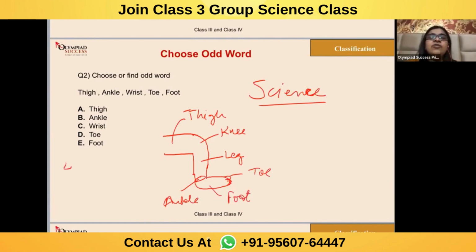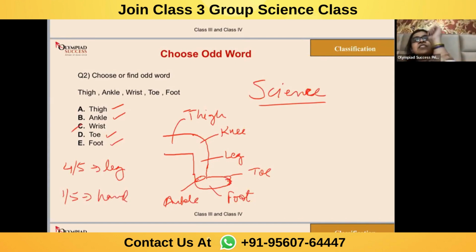So 4 out of 5 are parts of your leg. Thigh, ankle, toe, foot are parts of my leg. And 1 out of 5 is a part of the hand, not a part of the leg. And that is wrist. What is wrist? This is wrist. People should remember it with the help of wrist watch, right? So wrist watch is worn on the wrist.